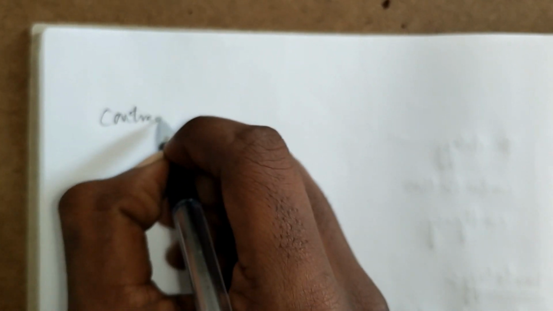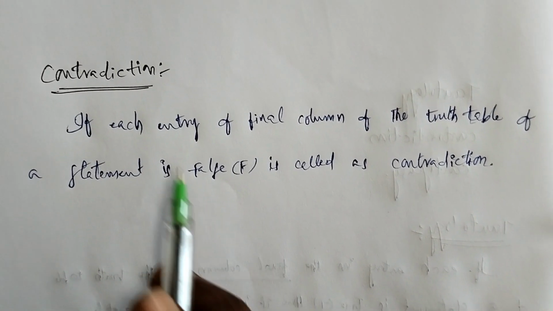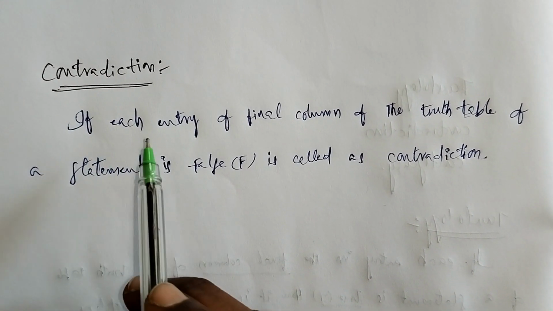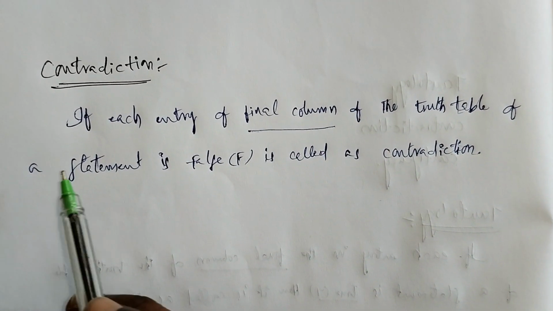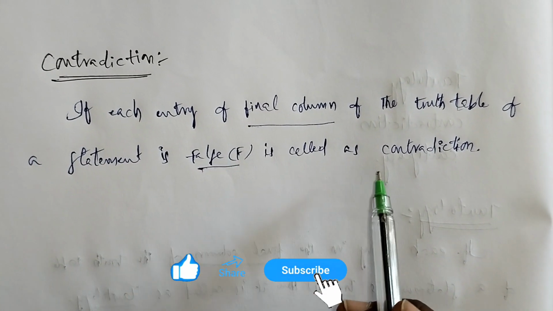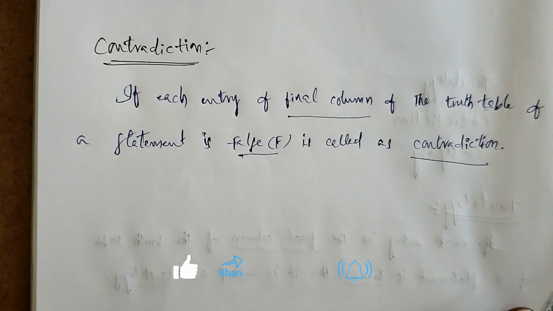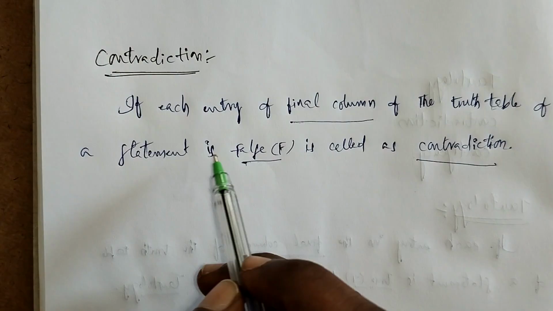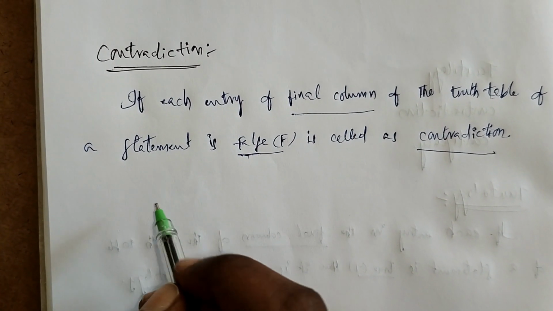So the next topic is contradiction. Here is the definition of contradiction. If each entry of the final column of a truth table of a statement is false, it is called as contradiction. So contradiction is nothing but opposite to the tautology. That means the final column of the truth table is false, so that is called as contradiction.